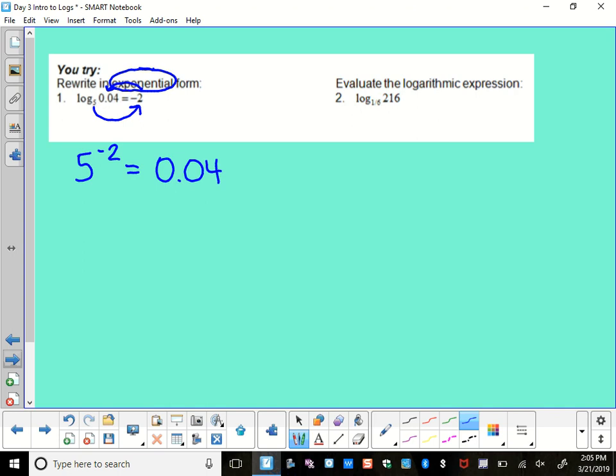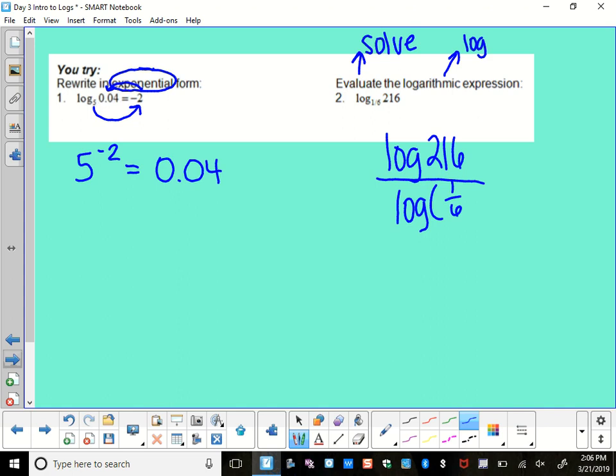Alright, when it says evaluate, that basically means to solve. That's a fancy math way of saying solve the logarithmic expression. So it needs to be in log form. Okay, I can't type this into my calculator because my base is different. So let's do Biggie Smalls. What goes on top? 216. Divided by log of 1/6. What do you guys get when you do that? -3. Did everyone get -3?